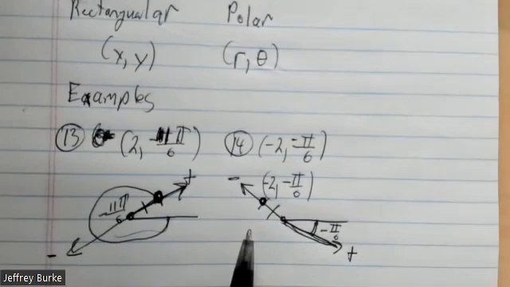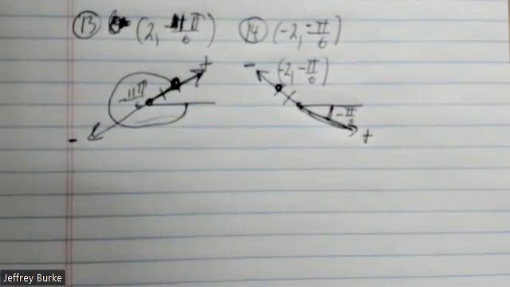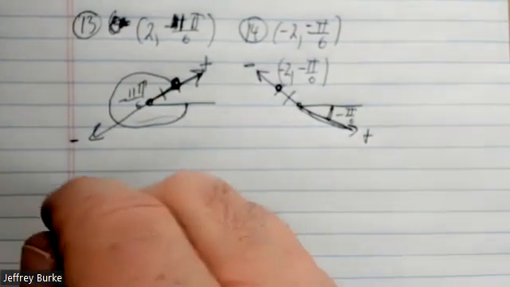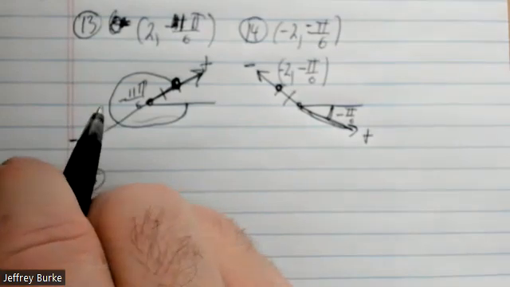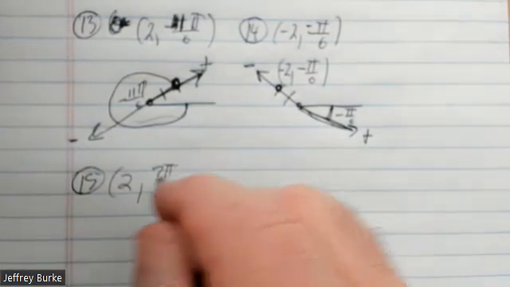I'm going to show a few more so that you get the gist of this. You'll get some chance to practice this too. I'll leave these up here and I'll put a few more. Here's 15. 15 is 2, 7 pi over 6.